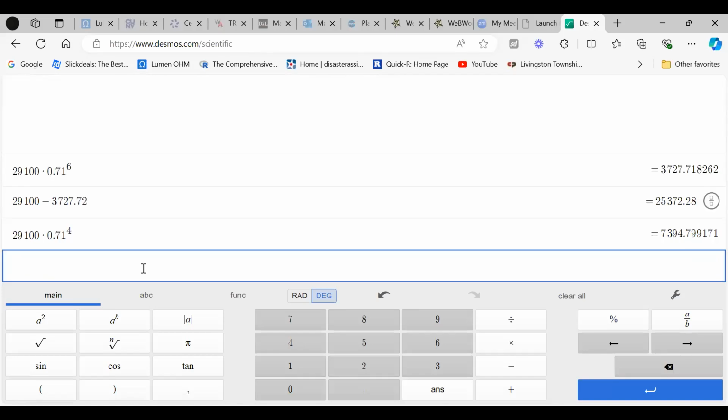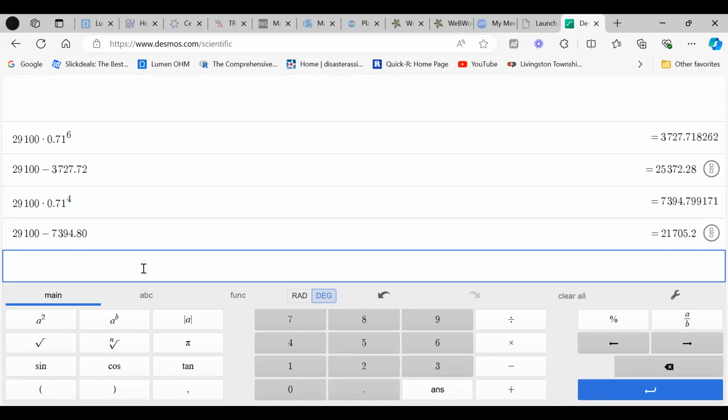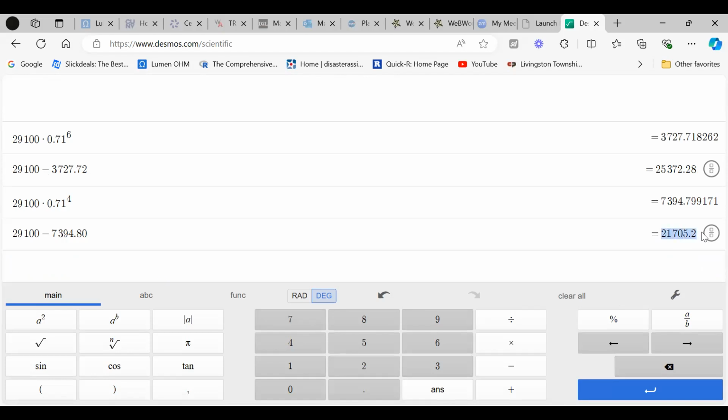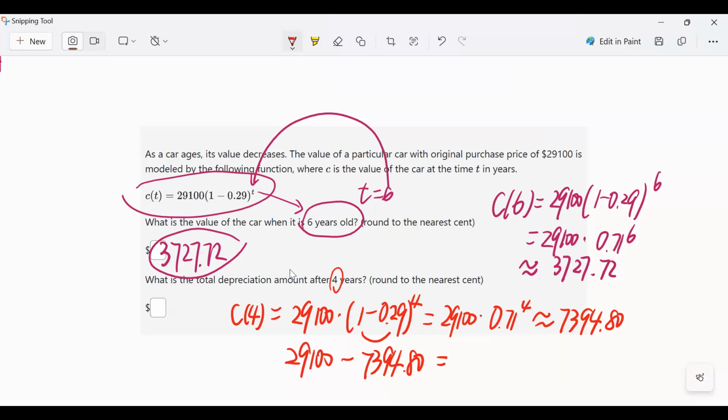So it's 29,100 minus 7,394.80. And we get $21,705.20. 21,705 and 20 cents. Right, that's the total depreciation. That's how much it goes down in 4 years.